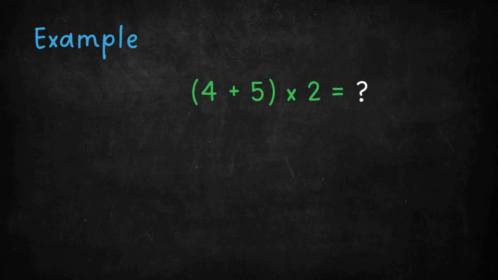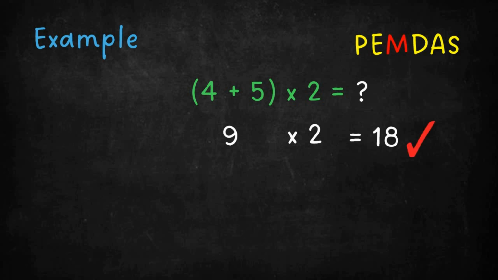Open parentheses, 4 plus 5, close parentheses, times 2. Remember, parentheses first. 4 plus 5 is 9. Then 9 times 2 is 18.